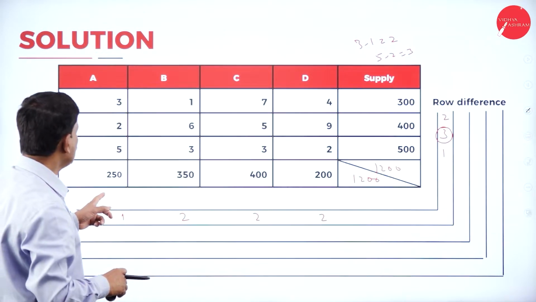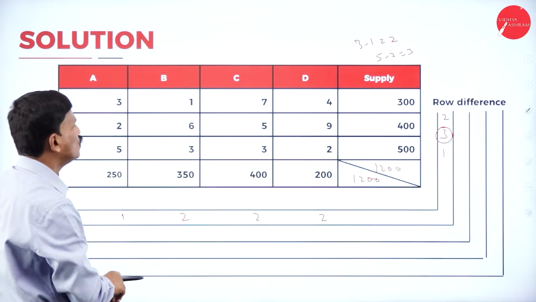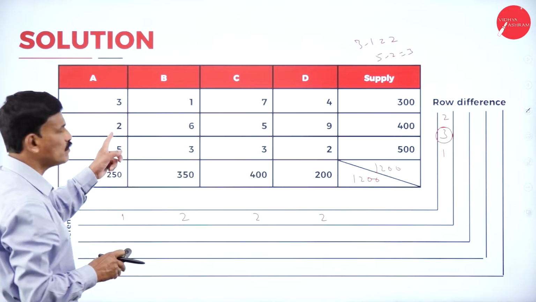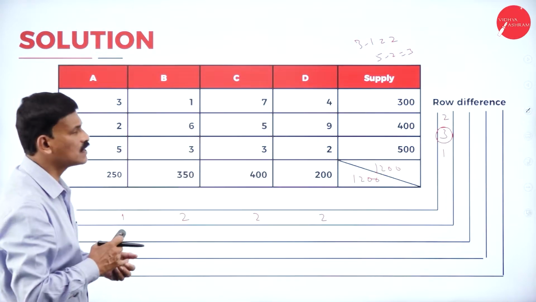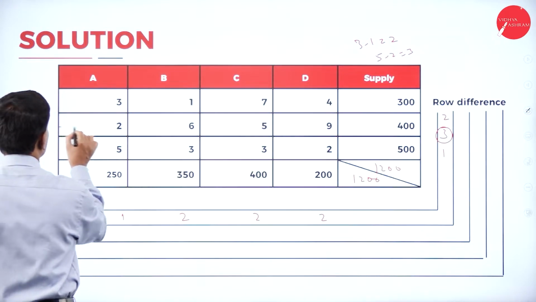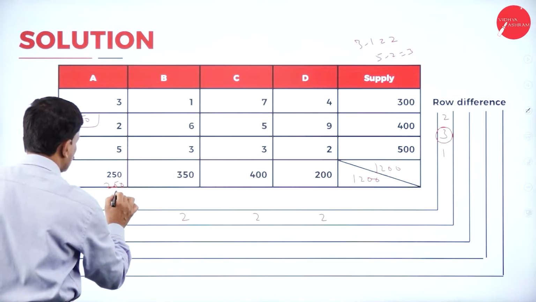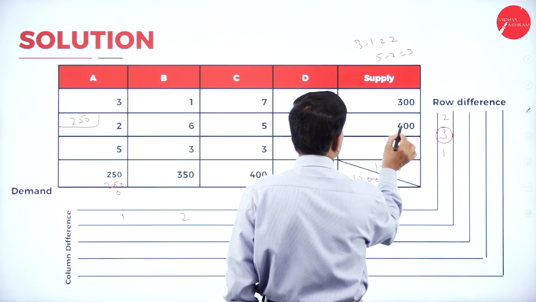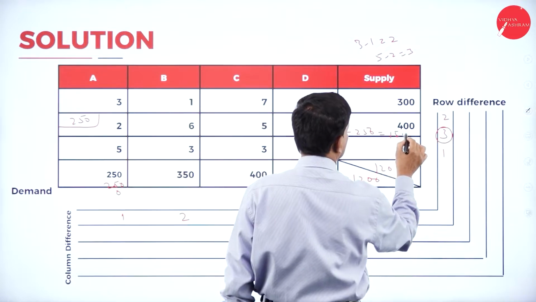So, what is the supply here? Identify the minimum value in that particular row. In this particular row, 2 is the minimum value. For this, the demand is 250 and the supply is 400, of which 250 is the minimum. So I can allocate 250 here. Subtract 250 from the demand, and this becomes 0. And if you subtract 250 from the supply of 400, it will give 150.